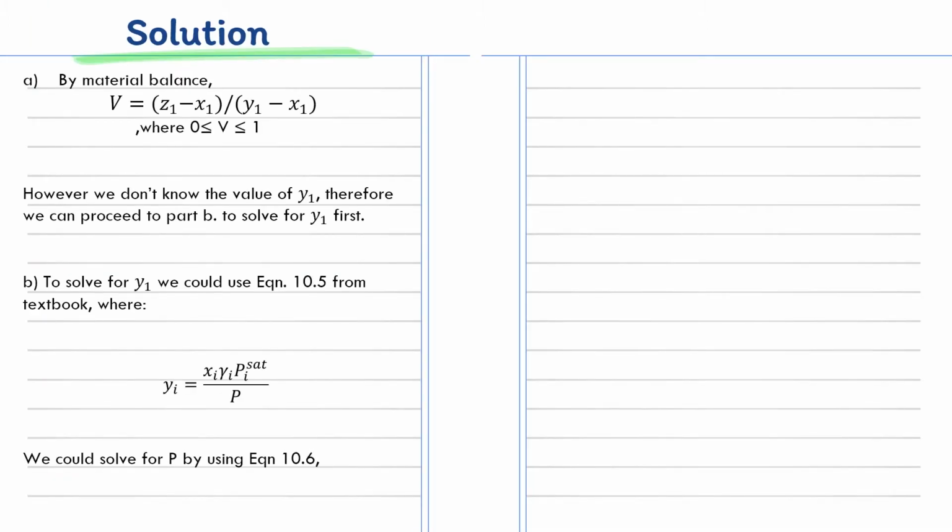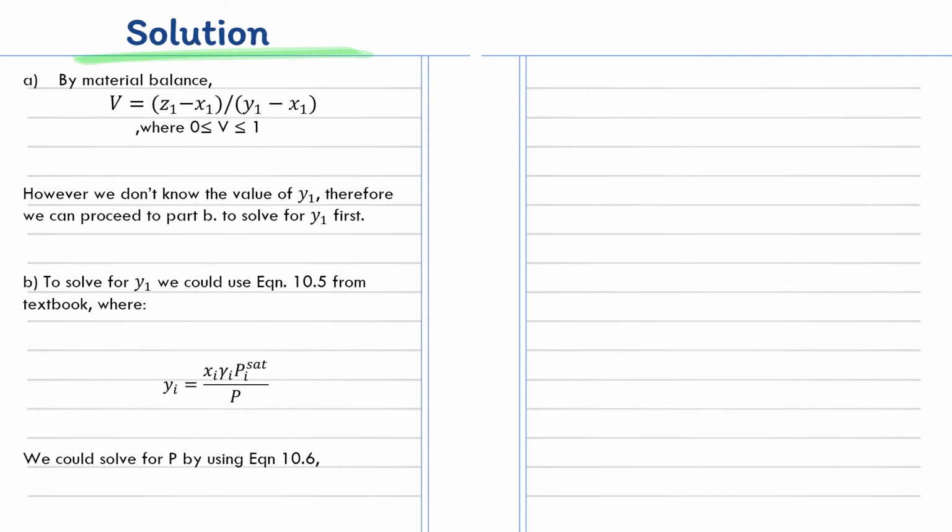For our solution for letter A, we are asked to find the range of Z1 in which the two-phase system could exist given x1 to be 0.65. We could find this by using an expression for the amount of V from the material balance, V equals Z1 minus x1 over y1 minus x1, where the value of V ranges from 0 to 1. However, we don't know the value of y1, the mole fraction of species 1 in the vapor phase. Therefore, we can proceed to part B to solve for y1 first.